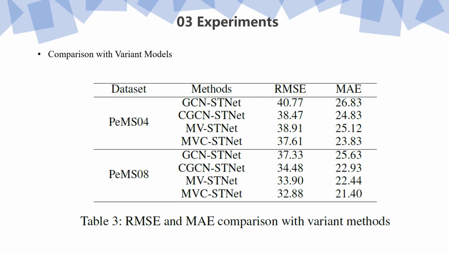To study whether the components in MVCSTNet are all helpful to the prediction task, we compare with its variants that remove the channel-wise convolutional network, multi-view fusion, or global spatio-temporal graph. The result is shown in this table. One can see that CGCN and multi-view fusion model are all useful to the model, as removing any of them will increase the prediction error.